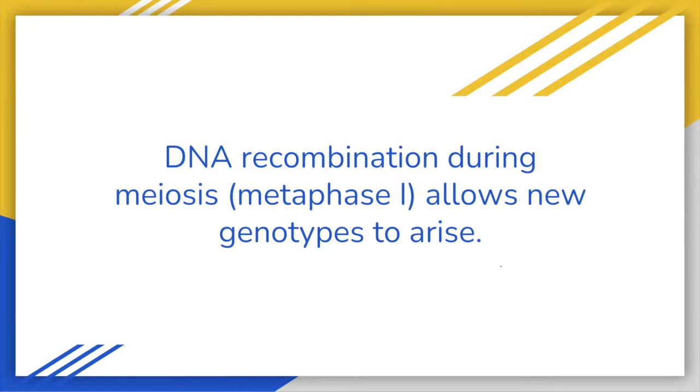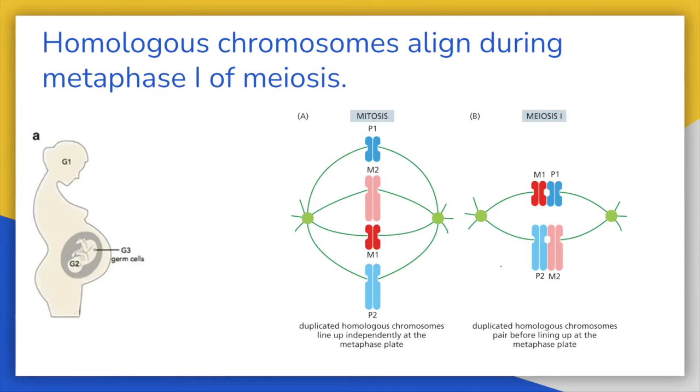That's different than the DNA recombination that happens during meiosis, which allows new genotypes to arise. Remember that during meiosis, homologous chromosomes align. And we can compare that to mitosis. In mitosis, at the metaphase plate, each individual replicated chromosome gets its own space along the metaphase plate. In meiosis, though, instead, we pair the homologous chromosomes. M here stands for maternal and P stands for paternal.